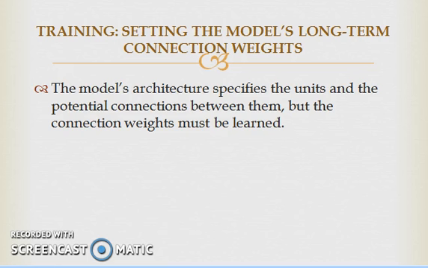And then in training, setting the model's long-term connection weights. The model's architecture specifies the units and the potential connections between them, but the connection weights must be learned. Moreover, each connection is associated with a long-term weight, like a weight used in the interactive two-step model, as well as a short-term weight that reflects the model's recent experience, to induce perseverative behavior when the model is tested. The activation that is sent from one unit to another is a function of both the long-term and short-term weights on the connection between them.